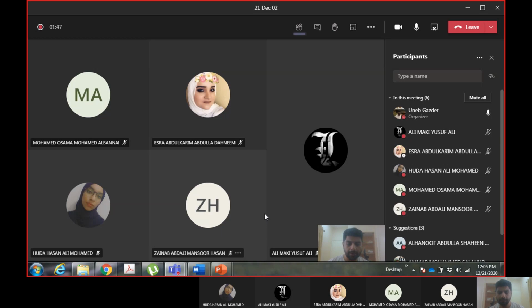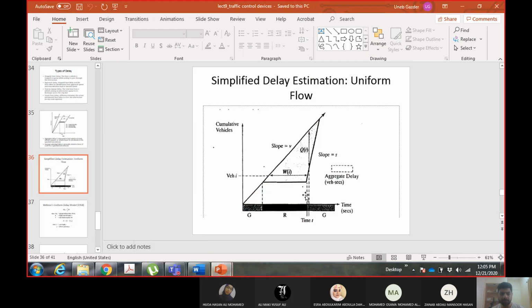I explained this sketch to you yesterday. We had the green time, and the arrival and departure were the same. Then during the red time, we have the arrival rate, which is V. After the red time, we have the departure rate, which is the saturation flow rate. Then the two lines meet each other, which is an indication of uniform flow or undersaturated conditions. If the conditions are oversaturated, then these two lines will not meet.